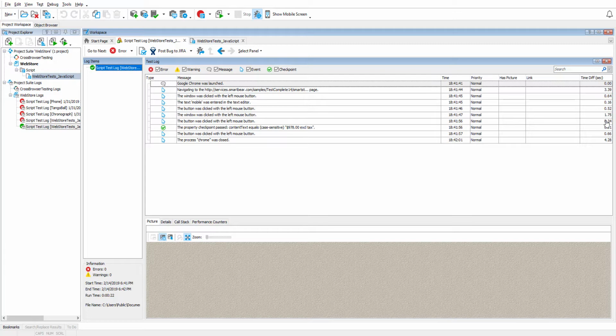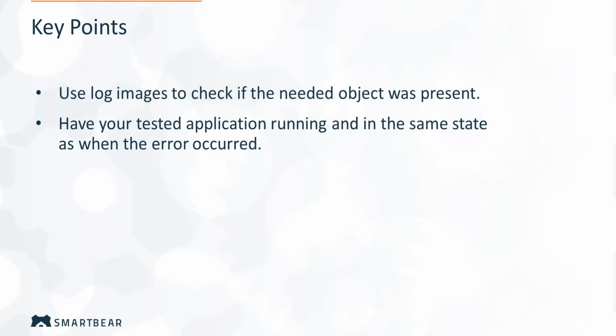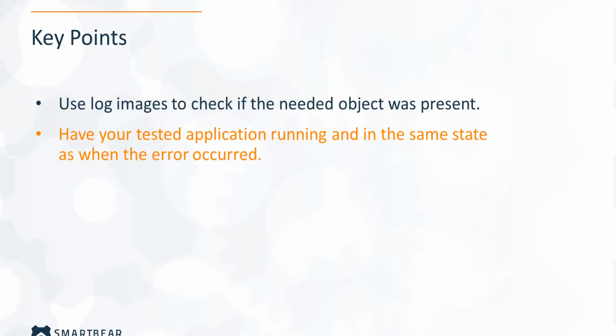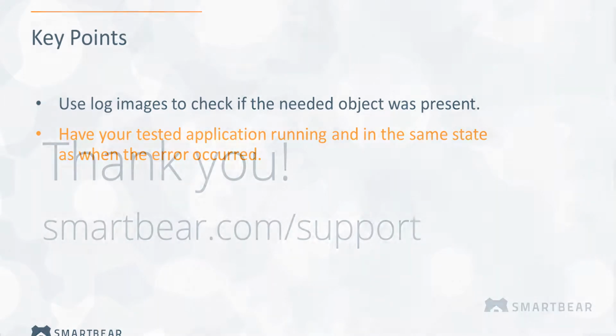Before we finish, we would like to highlight the major key points of fixing the unable to find the object error. Examine images posted to the test log during the run to learn your application's state when the error occurred and check if the needed object was present in the application. When troubleshooting the error, have your tested application running and in the same state as when the error occurred.